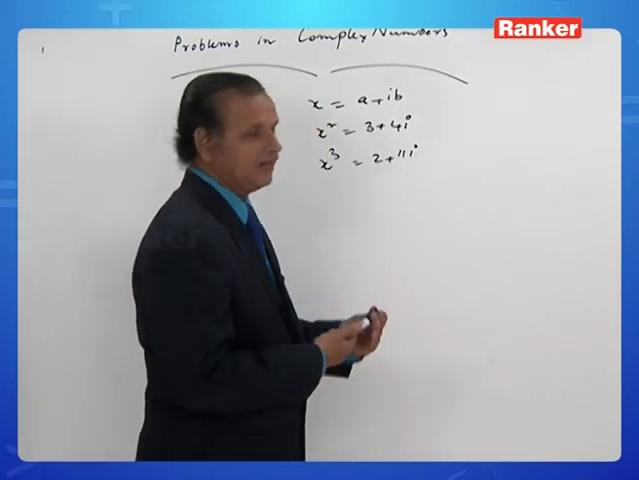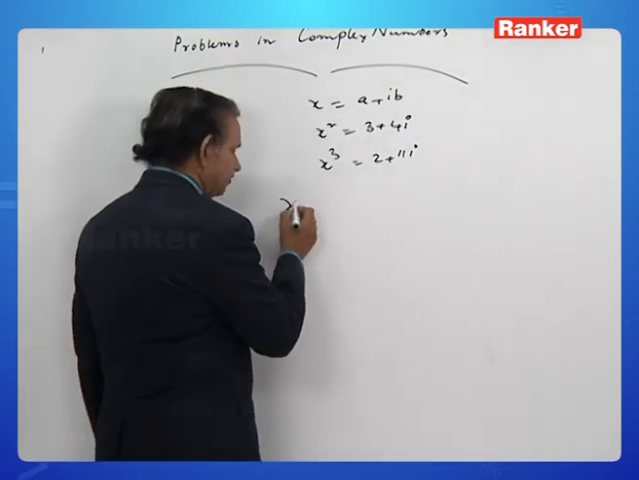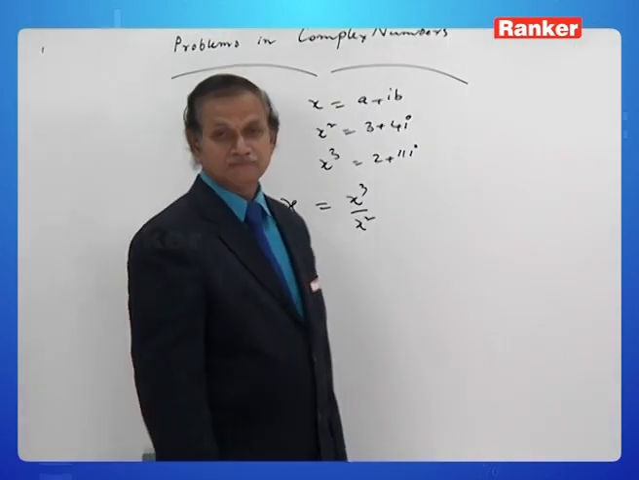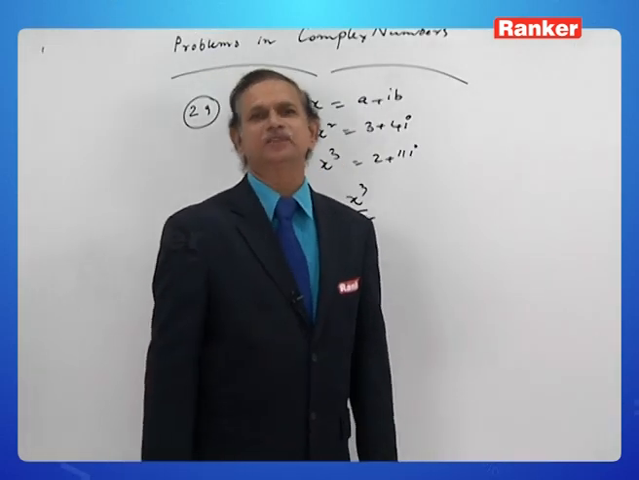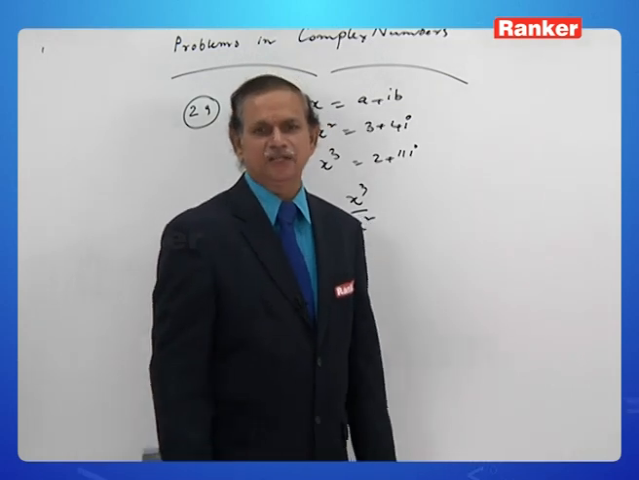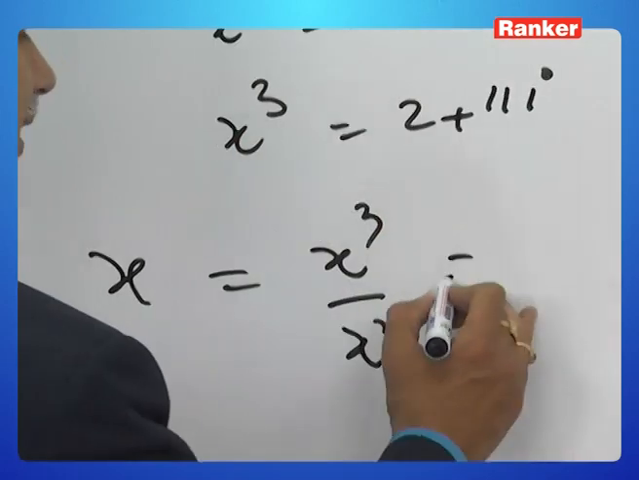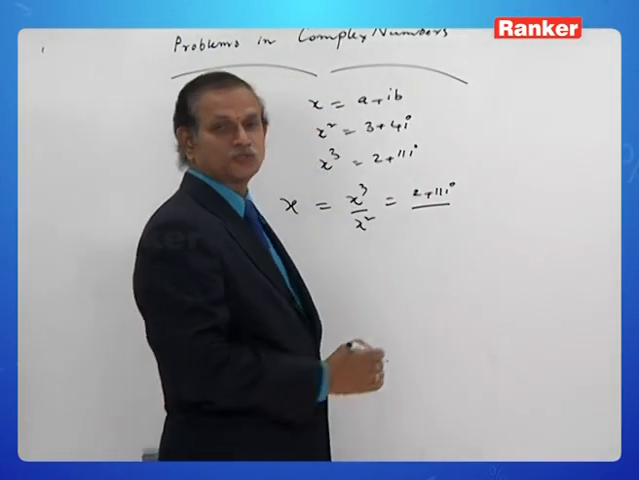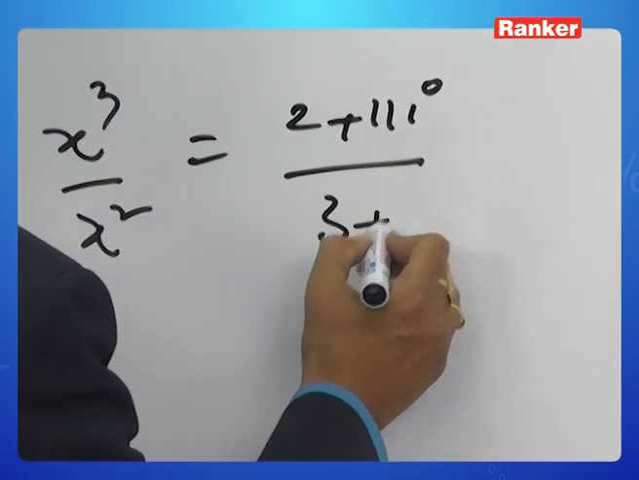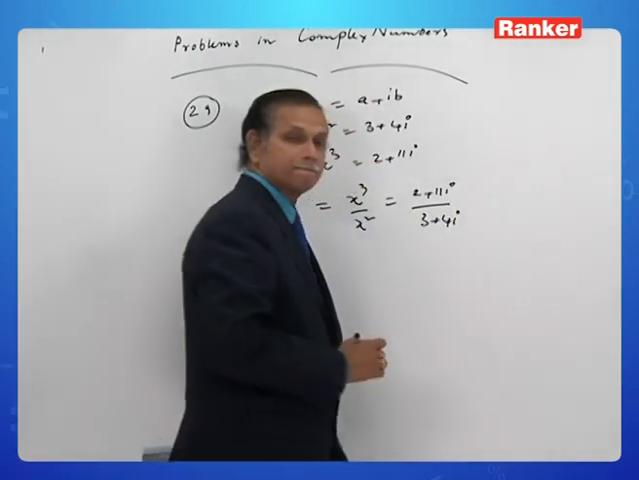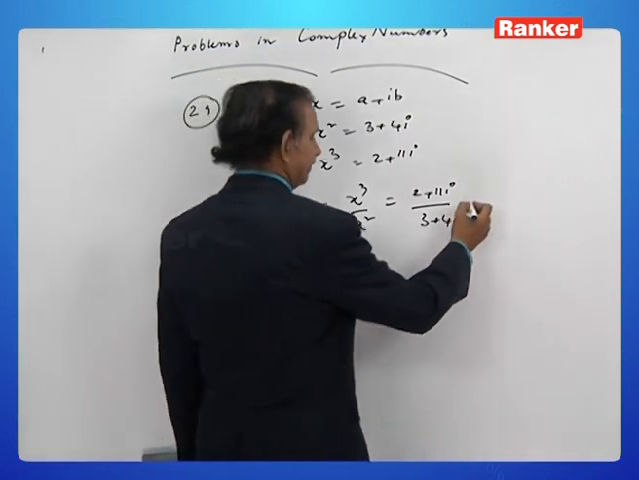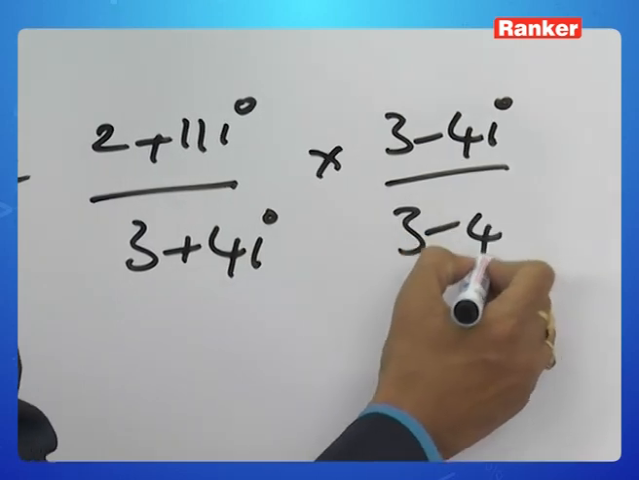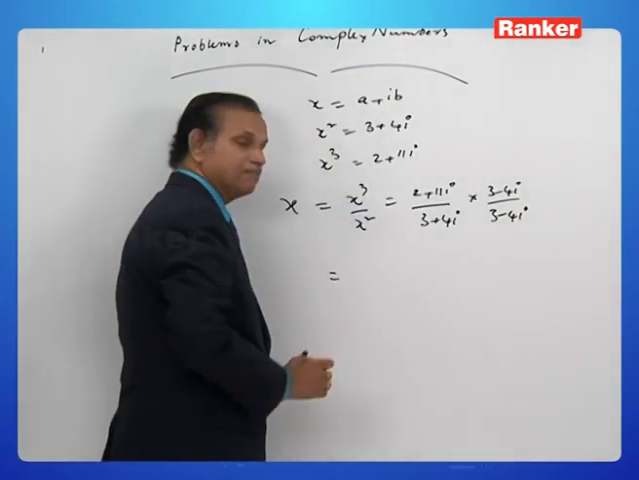What is that idea? Look here. x is equal to x cube by x square. Any doubt? We have both x cube and x square individually. What is x cube? 2 plus 11i. What is x square? 3 plus 4i. Well, let me multiply both numerator and denominator with the complex number 3 minus 4i. Let us see what is going to happen.